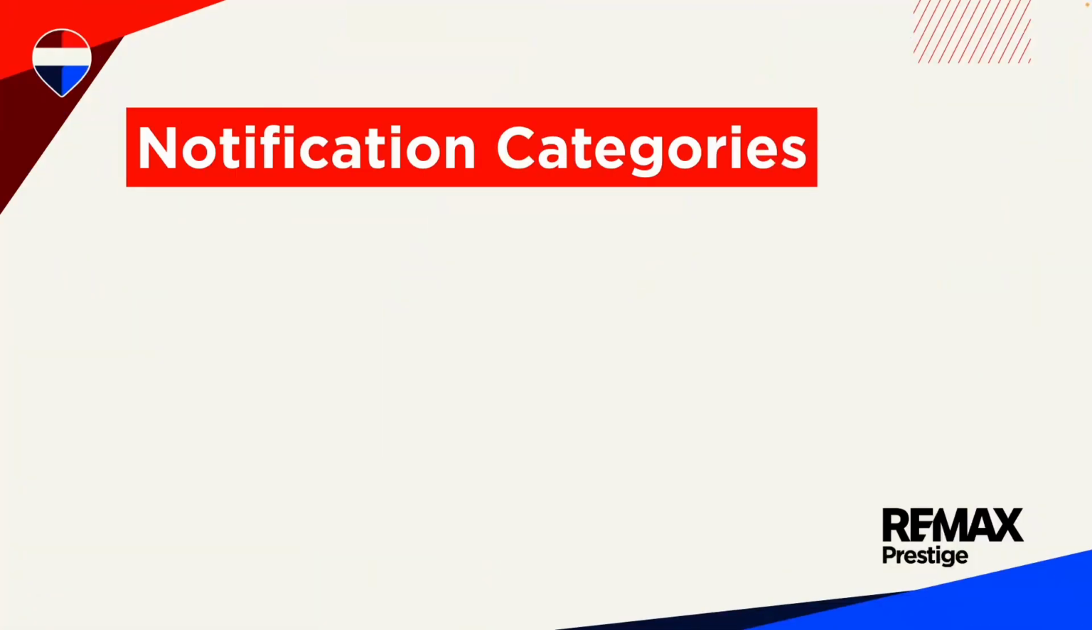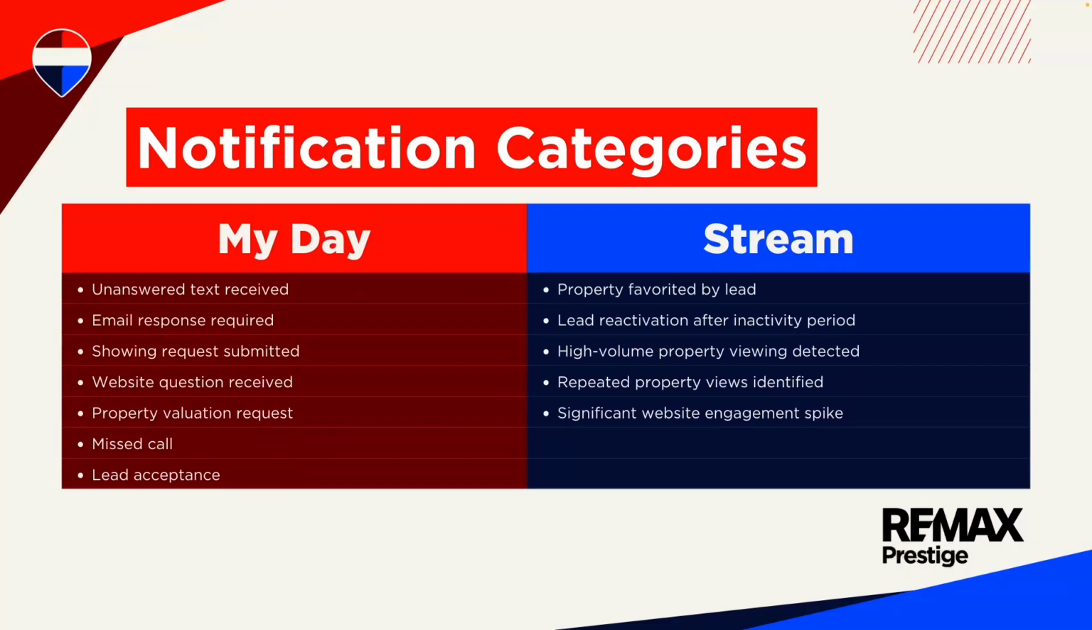Notifications in the app can be a bit confusing, especially when they are split between the 2 different tabs, those being the My Day tab and the Stream tab. So, I've made a quick table that outlines the different types of notifications and under which tabs they'll appear. Use this as a reference, and hopefully it'll start to make more sense.